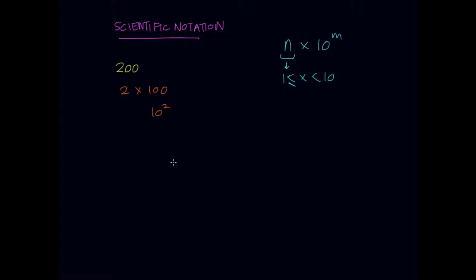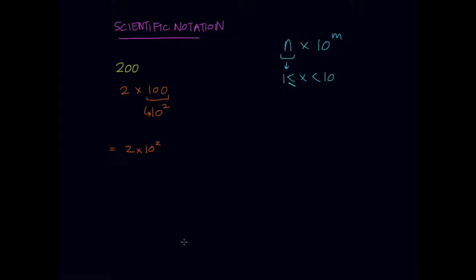Now if you don't know how to work with exponents, I have a video for that. So make sure you pause this, go check that out first, because an understanding of exponents is really important before you can understand scientific notation. So 100 here can be written as 10 to the power of 2, and 200 in scientific notation is just going to be 2 times 10 to the power of 2. So that was simple. Let's look at another example.